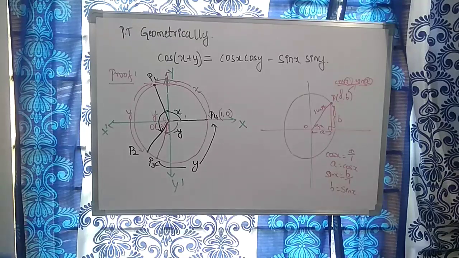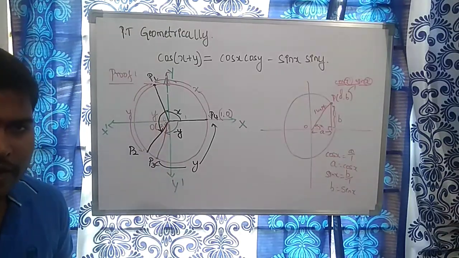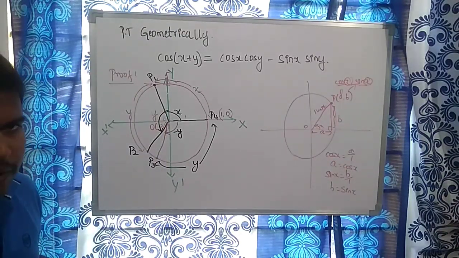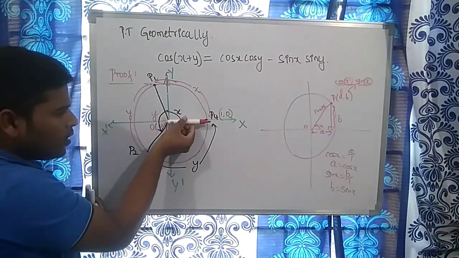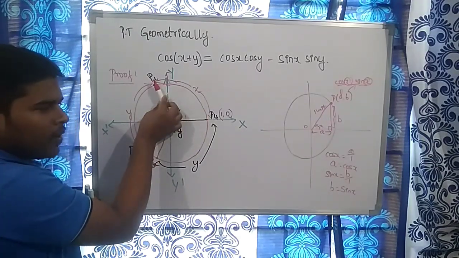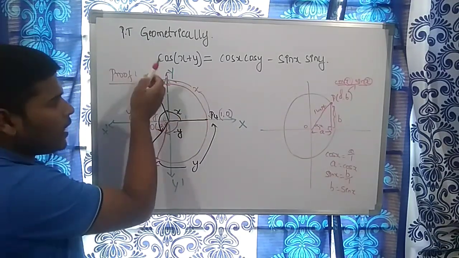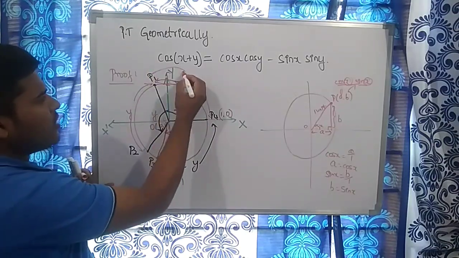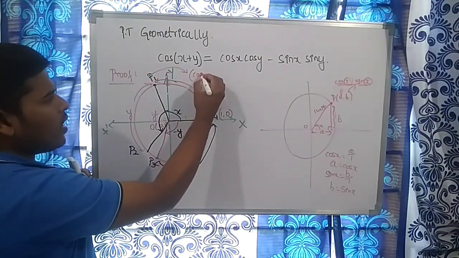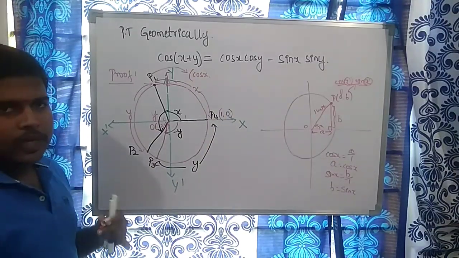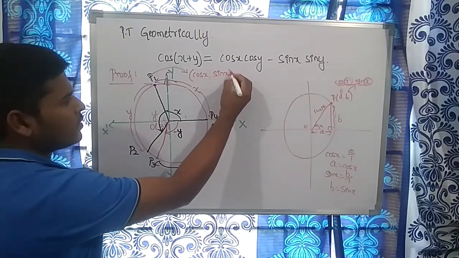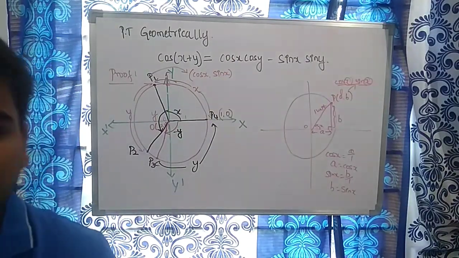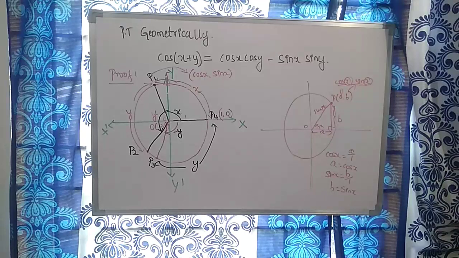Similarly, for the point P1, I think you can guess. For point P1, x radian is the same as it is here. OP4 to OP1 creates an x radian. So for point P1, what I am writing here is cos x comma sin x. The coordinate of P1 is (cos x, sin x) because it creates an x radian.